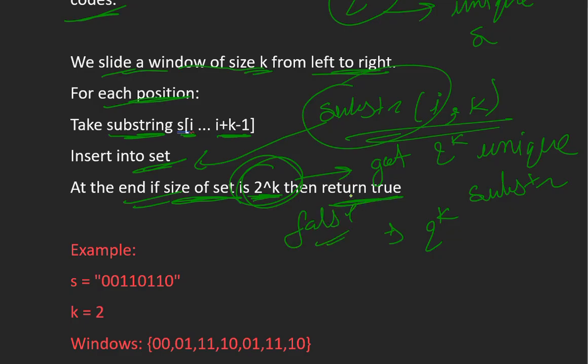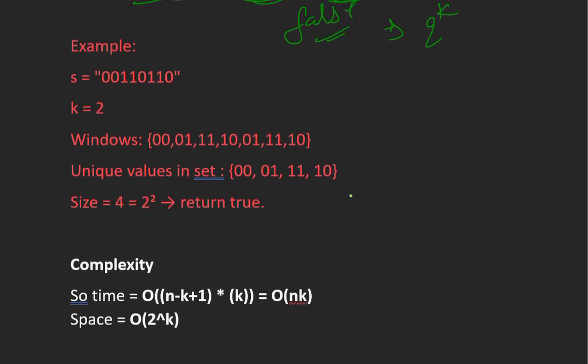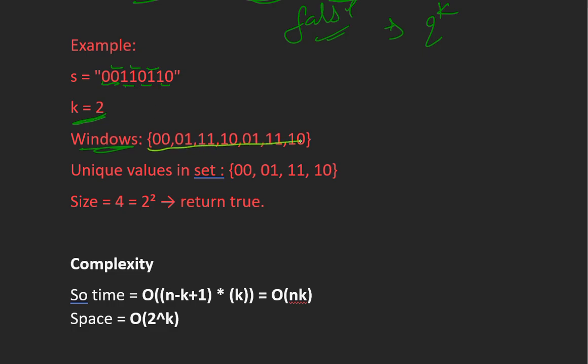So let's see an example to get it more clearly. So here we are given the string 00110110 and k is equal to 2. So what are the possible windows? 00, 01, 11, 10, 01 again, 11, 10. So these are the possible windows.